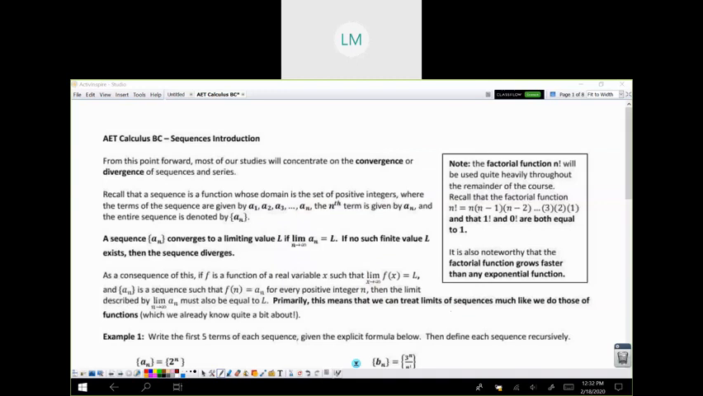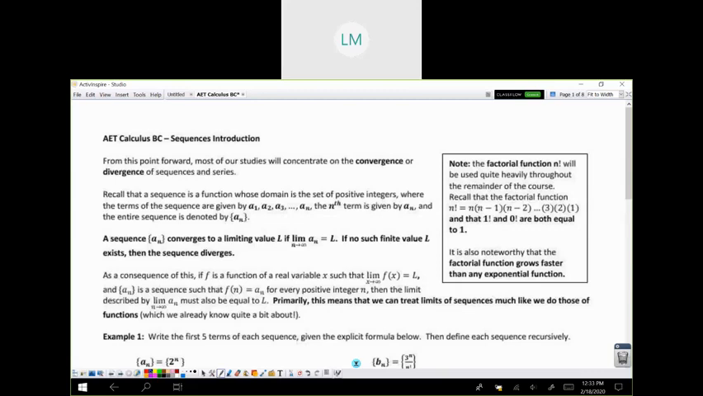All right, so we are moving forward from integral calculus and moving on to sequences and series. At this point, most of our studies will concentrate on the convergence or divergence of sequences. Now, remember that a sequence is a function whose domain is the set of positive integers, where the terms of the sequence are given by a sub 1, a sub 2, a sub 3, and so forth.